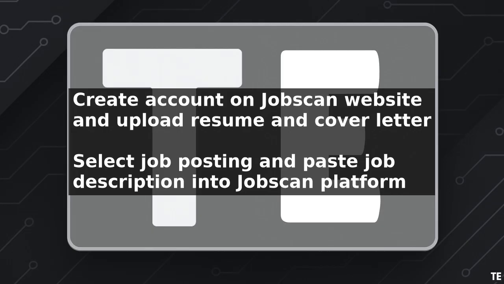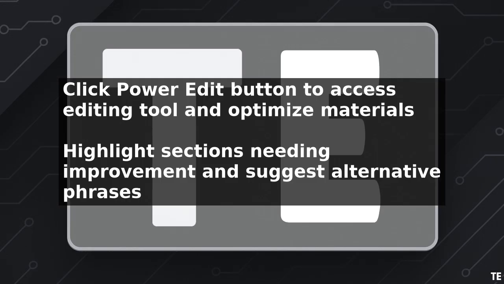To start using Jobscan Power Edit, first create an account on the Jobscan website and upload your resume and cover letter. Then select the job posting you are applying for and paste the job description into the Jobscan platform. The system will analyze the job description and provide you with a list of keywords and phrases that are most relevant to the job. Next, click on the Power Edit button to access the editing tool.